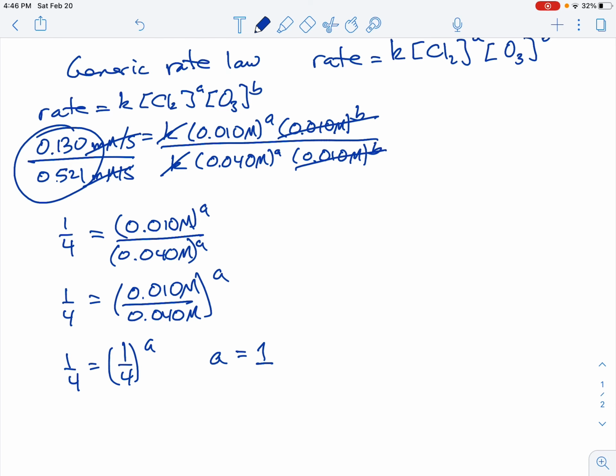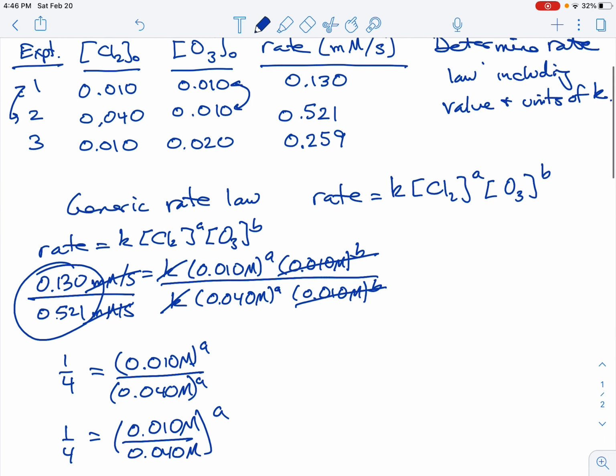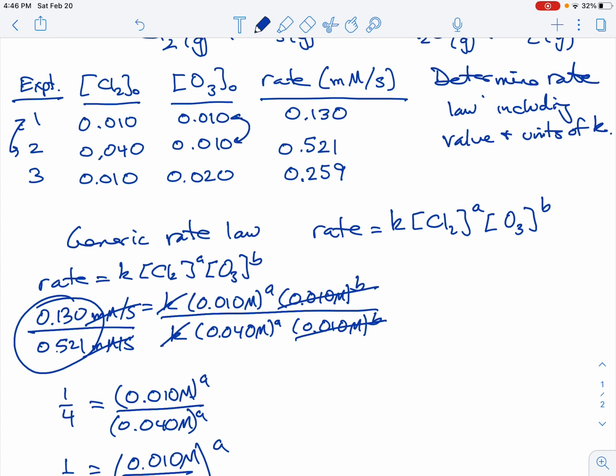We're going to do this again to find the B value, our order with respect to O3. For that one, I'm going to do experiments 1 and 3 because I see that the Cl2 term won't change. You could plug in 2 and 3 here and plug in the value of A, and some folks like to do it that way. I find it better to do it this way in case I've made a mistake finding the A value.